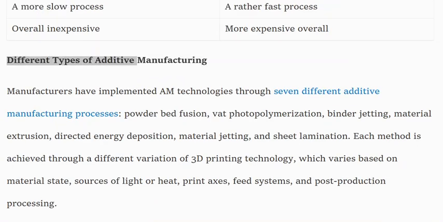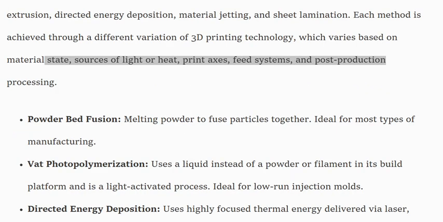Different types of additive manufacturing. Manufacturers have implemented AM technologies through 7 different additive manufacturing processes: powder bed fusion, vat photopolymerization, binder jetting, material extrusion, directed energy deposition, material jetting, and sheet lamination. Each method is achieved through a different variation of 3D printing technology, which varies based on material state, sources of light or heat, print axis, feed systems, and post-production processing.